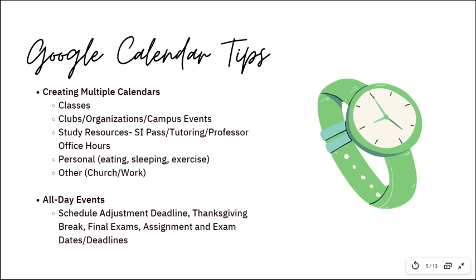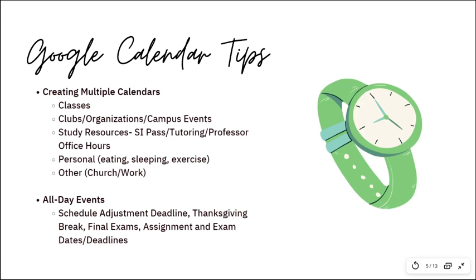Next, we'll talk about all-day events. That allows students to schedule in specific dates and deadlines associated with each academic year, including schedule adjustment deadline, Thanksgiving break, final exams, as well as their assignment and exam dates and deadlines for each of their courses. So with that, we'll navigate to my Google Calendar so I can show you how to create multiple calendars and create all-day events.